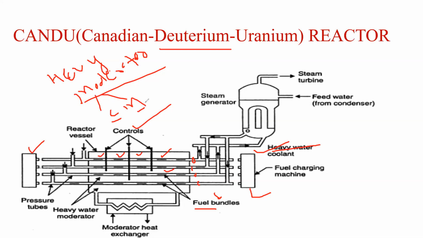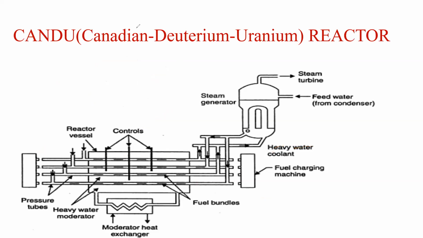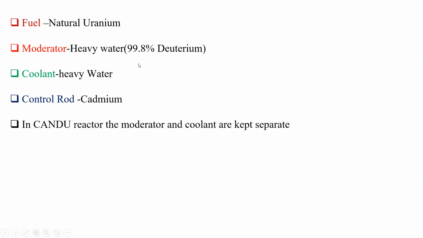Canadian deuterium uranium reactor. So now we see the components, as I mentioned in the diagram. Write down: this is a fuel. Natural uranium is used as a fuel. Second thing, moderator is used as heavy water. Here I clearly mention 99.8% deuterium is used.